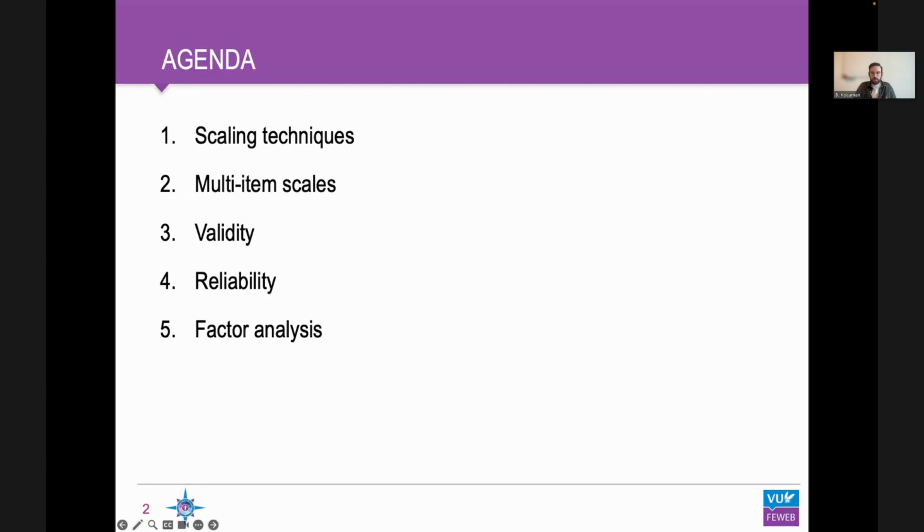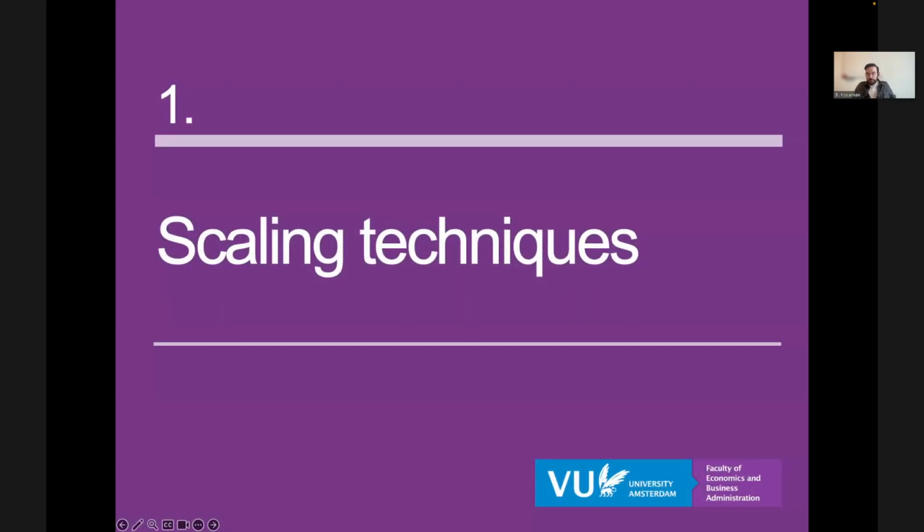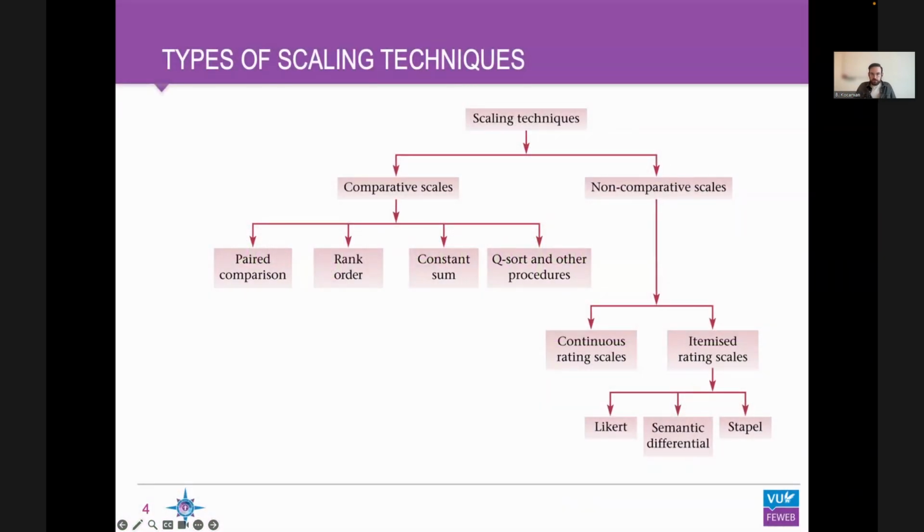Good. So let's start with the scaling techniques. As I told, you have your conceptual model, you then start to create your questions. There are certain ways that you can let your respondents answer your questions. An overview of scaling techniques is here. So we have comparative scales, non-comparative scales, and under that we have different types of scaling. These are classified into comparative and non-comparative scales.